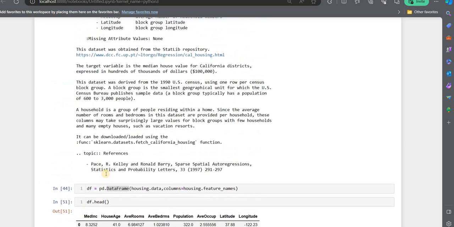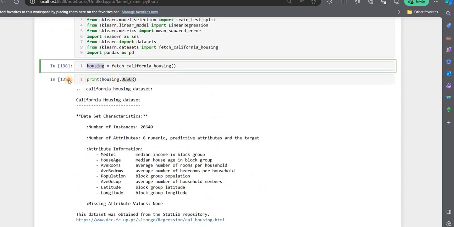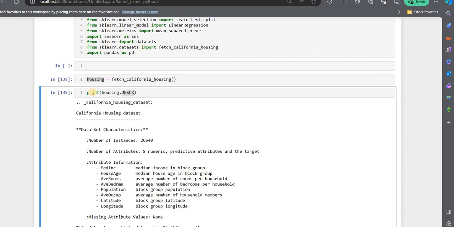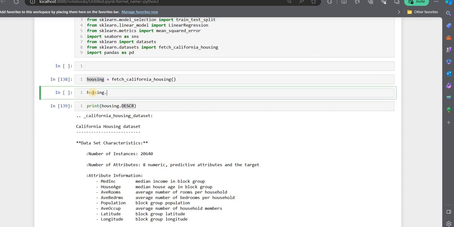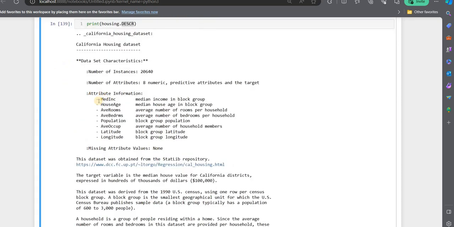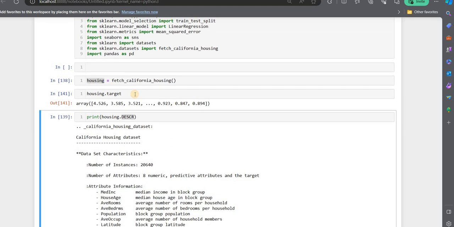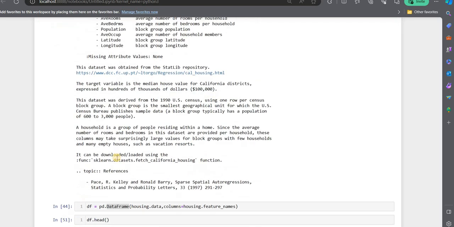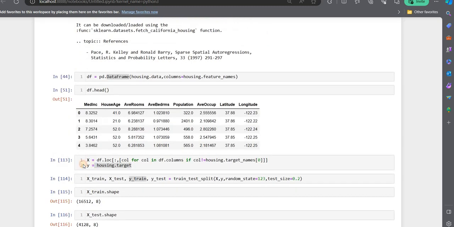From this housing data, if I show you here, see that dot target. This is all the price. If you want to see the target name, you can see this is median house value, that is okay. So you can see here that I am putting the target in the y-axis, and all the other columns I'm putting into the x-axis.